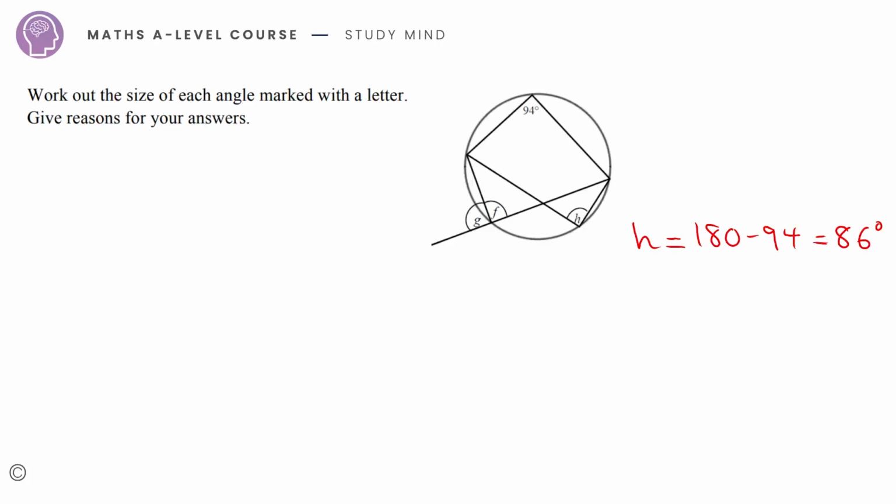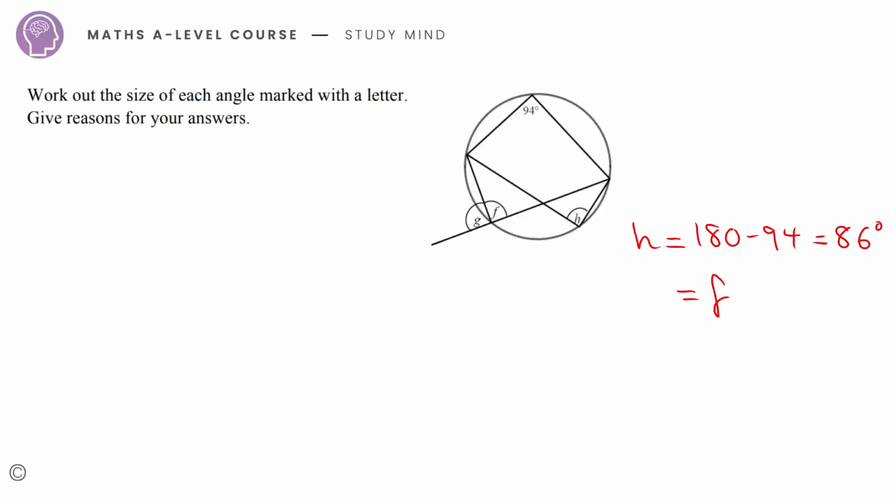But there's another cyclic quadrilateral hiding in here. It's this one. So this means that F is also equal to 86. And in fact, there was another way we could have obtained this. Consider this shape in here. F and H are angles in the same segment, so they must be equal to each other.